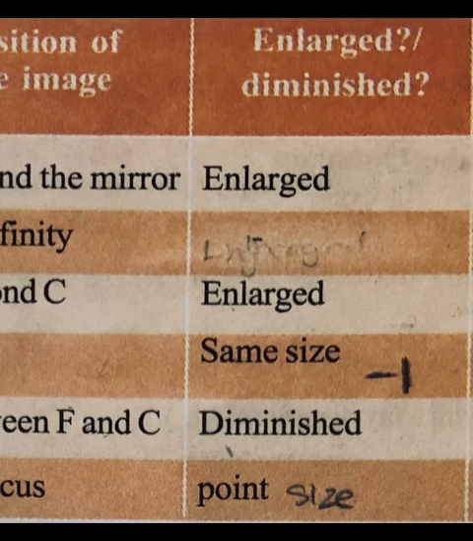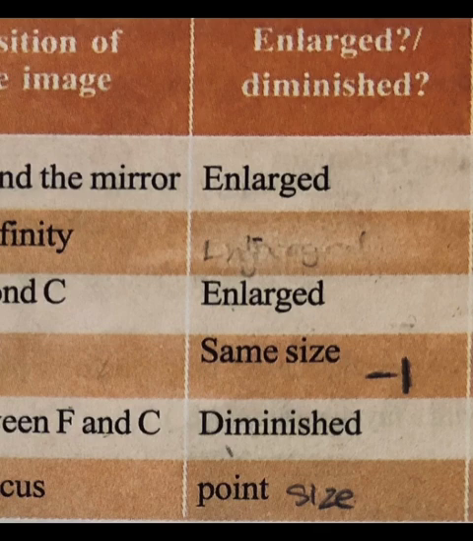When the object is placed at infinity, the image will be at the focus, and the image will be point size, meaning it is very small, like a tiny point. And the image will be inverted, so it is below the principal axis. And the image will be real, so it can be caught on the screen.